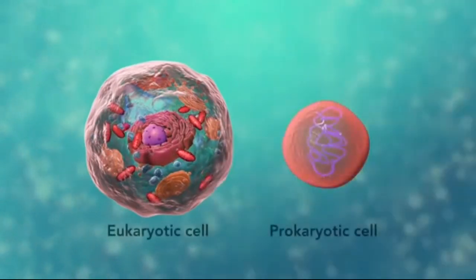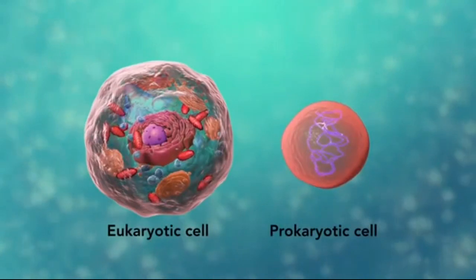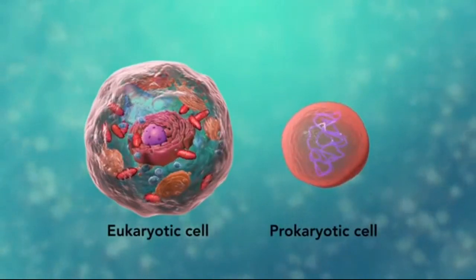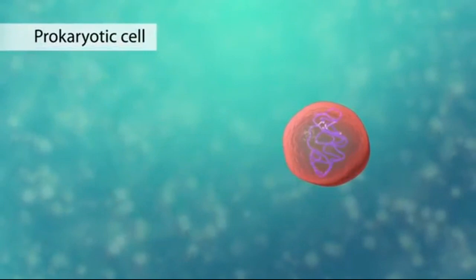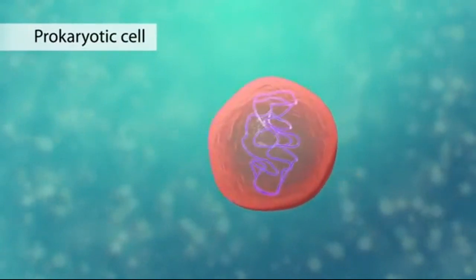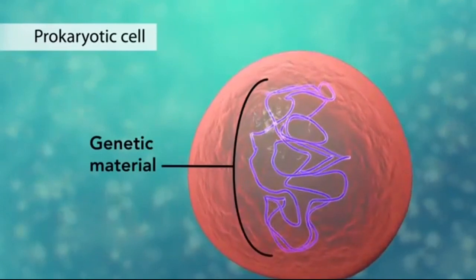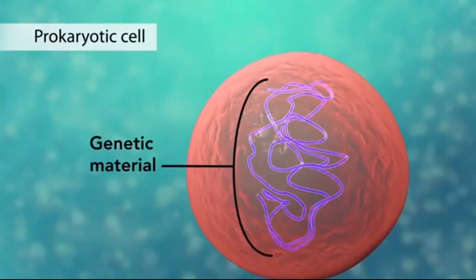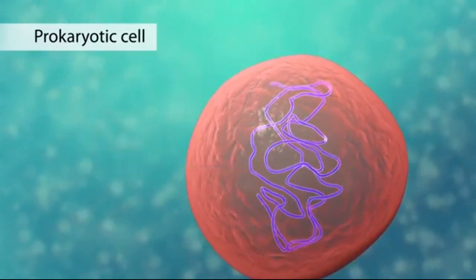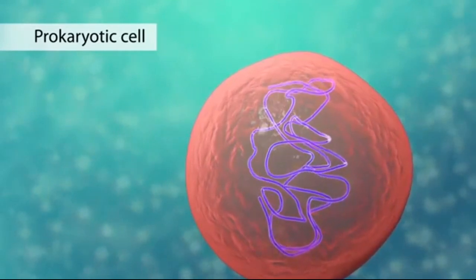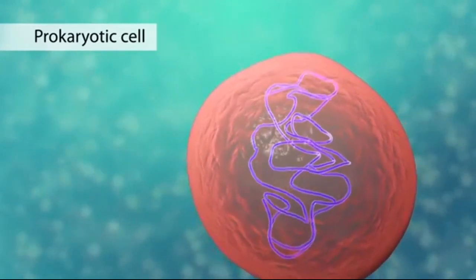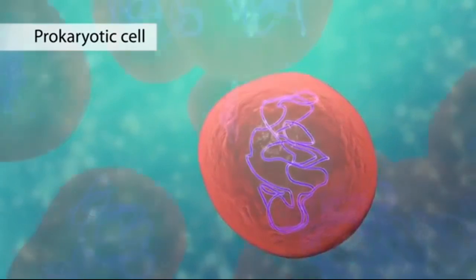Prokaryotic cells have an undefined nuclear region containing only nucleic acid, which is called the nucleoid. Membrane-bound cell organelles are absent. Prokaryotic cells are always single-celled, that is, unicellular organisms. Example: bacteria.